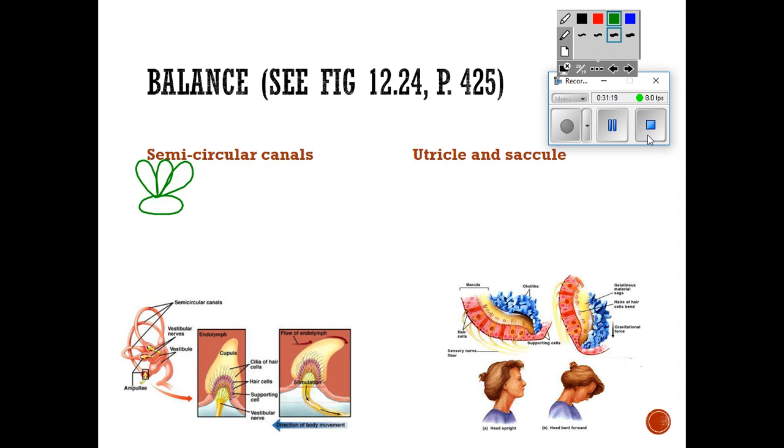Now, if you look at the much nicer diagram that's below, you can see that they're not all in the same direction. So one of them goes kind of sideways, one of them goes up and down, and one of them goes diagonally. But the semicircular canals detect rotation. Rotation could be referred to as dynamic equilibrium.